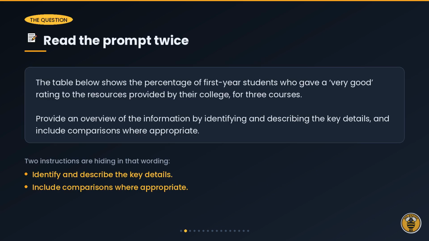Here is the task. The table below shows the percentage of first-year students who gave a very good rating to the resources provided by their college for 3 courses. Provide an overview of the information by identifying and describing the key details and include comparisons where appropriate. Notice the 2 instructions hidden in that wording. Identify the key details and compare. You must do both.